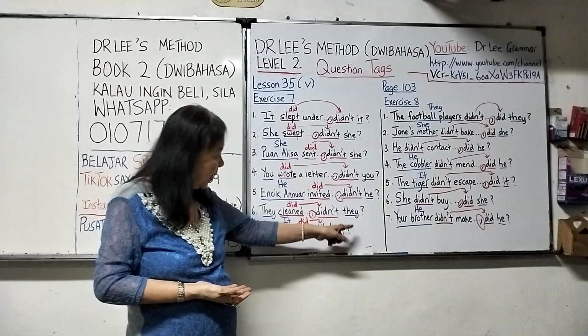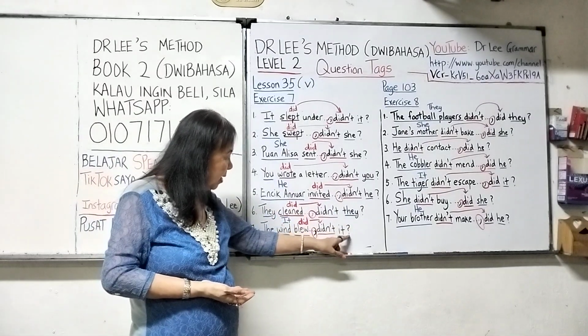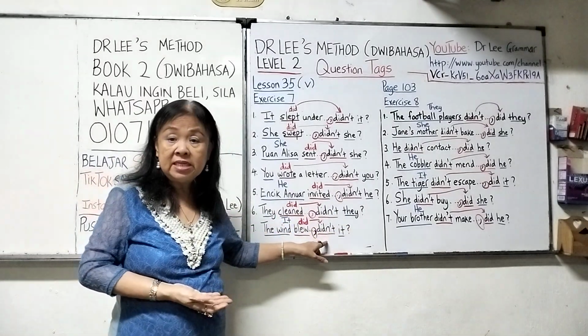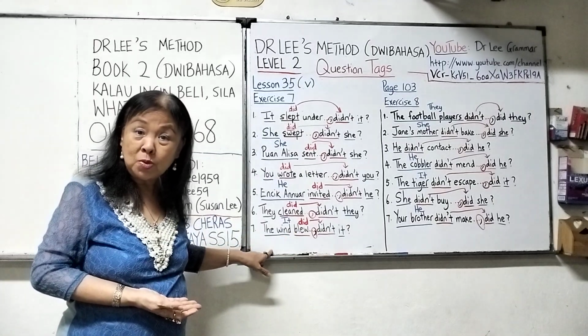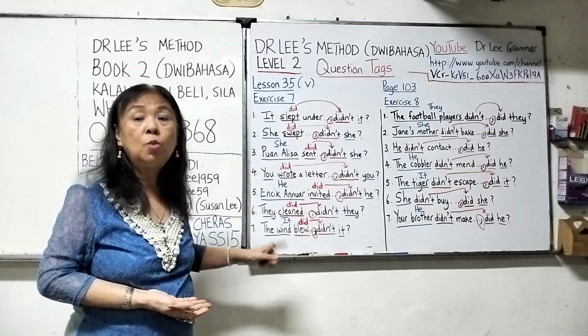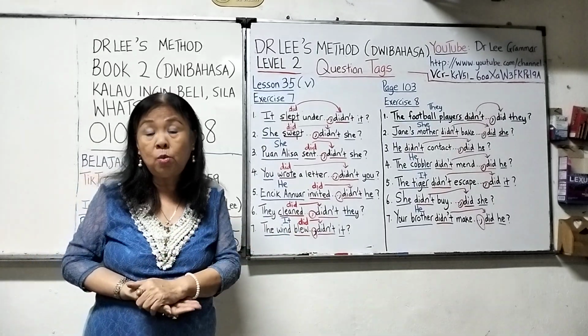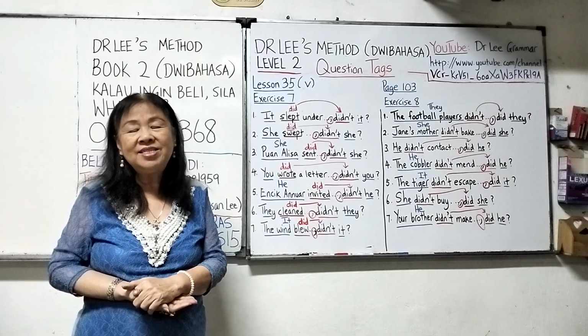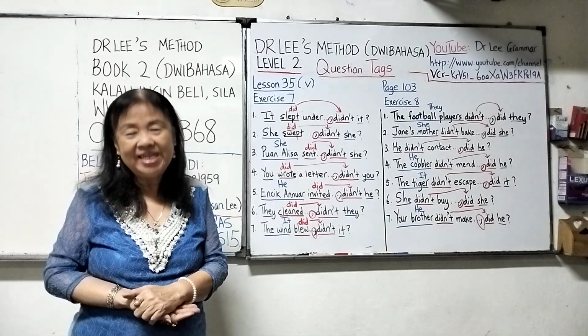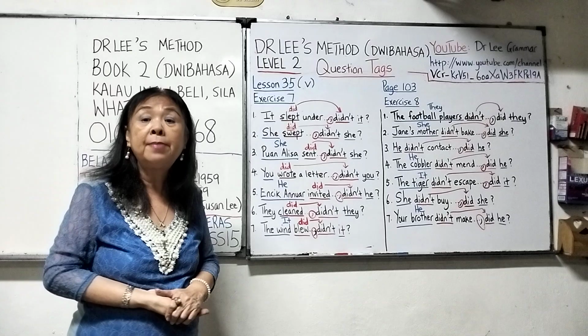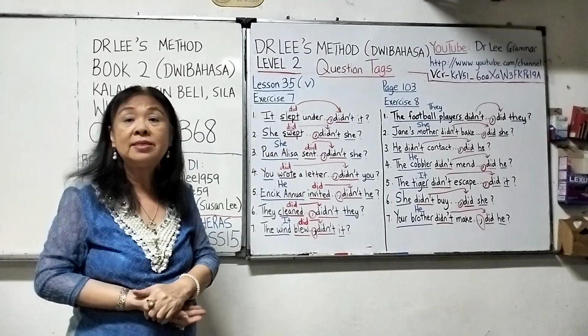For the wind, we use the pronoun it. So you bring it to the back, and then you put a question mark. After the comma, didn't. But then I started with blew. I did not start with didn't. So what is the answer that I want? Your answer that I want is yes, it did. Yes, it did. Because I started with a positive. That side, exercise 8.